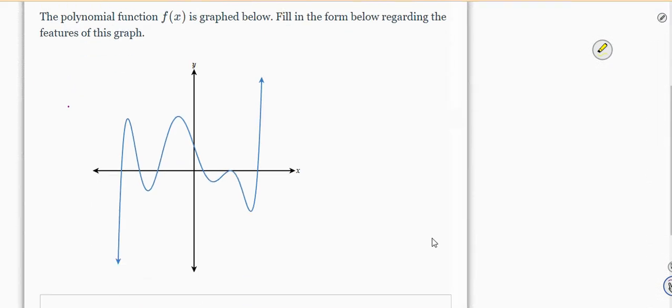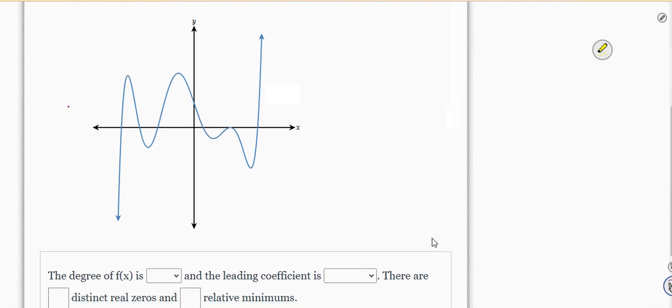Okay, so now it's going to give us a crazy graph, and it's going to ask us information about it. All right, we can tell the degree is what? It's going down and then up, so it's going to have to be odd, right? Do you agree? Yeah. Okay. The leading coefficient has to be positive because it's going down and up. Okay, how many distinct real zeros? 1, 2, 3, 4, 5, 6. Do we agree with 6?